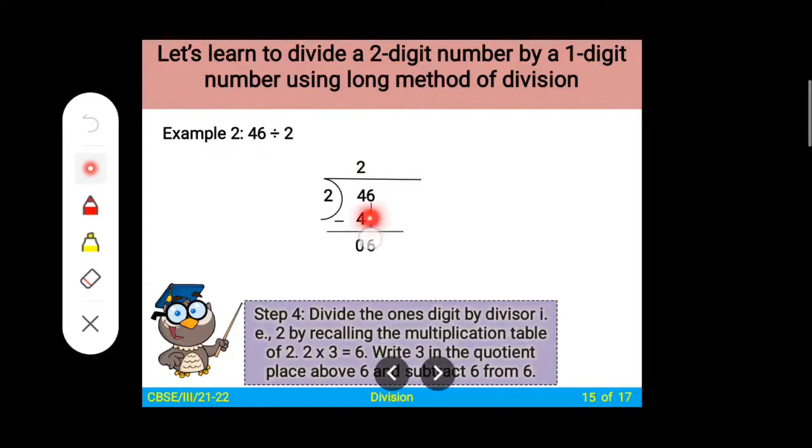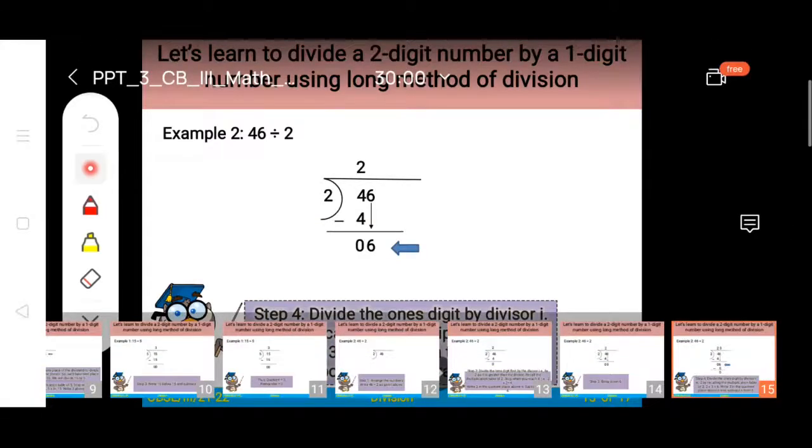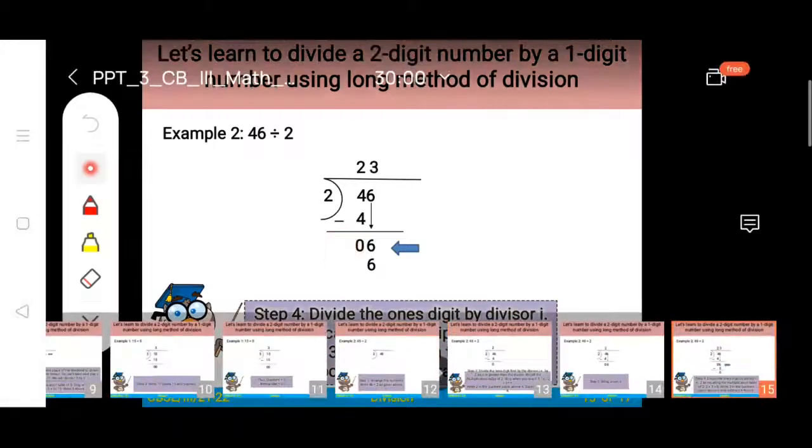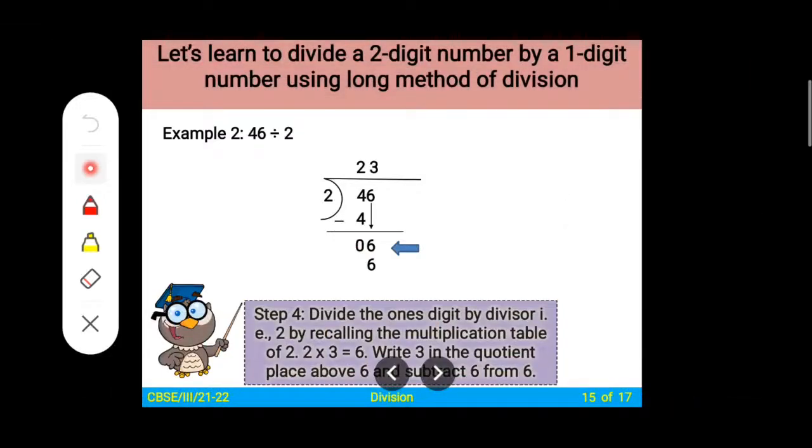Now divide the 6 by 2. You can see 6 is larger than 2, so you can easily divide it. So 2 3s are 6. So write down 3 in the quotient and the 6 below the 6. So you can say 2 3s are 6.